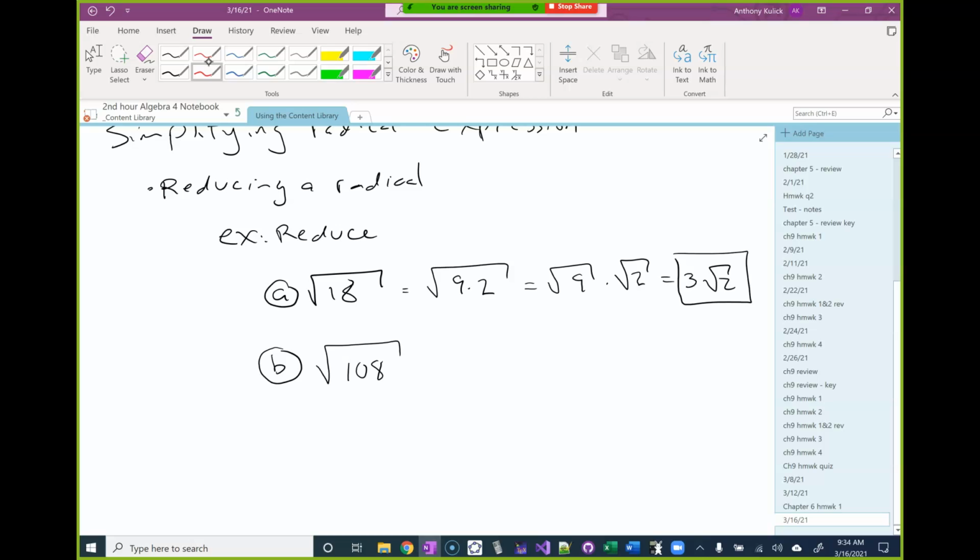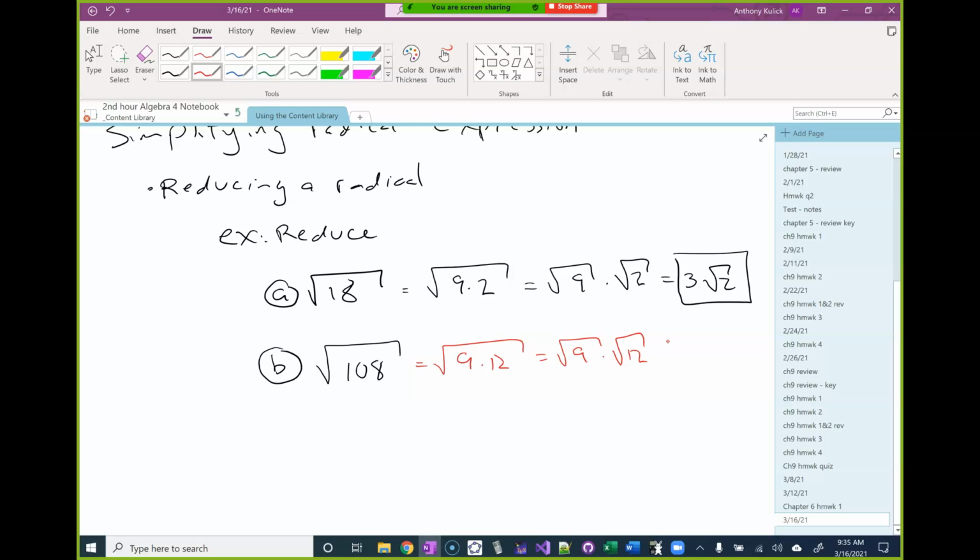Does anybody see a perfect square that's a factor of 108? 12 and 9, okay? So 9 is a perfect square, so we can do that. 12 is not a prime number though, right? So it's possible that there's still a perfect square inside of 12 as well.